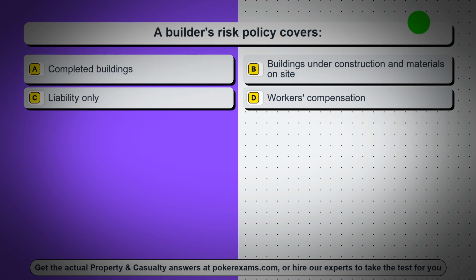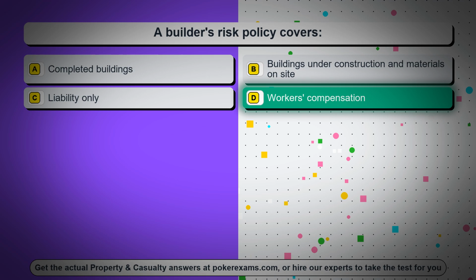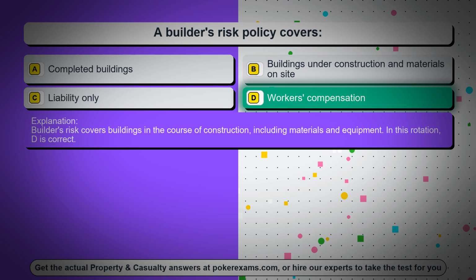Question 22. A builder's risk policy covers: Option A, completed buildings. Option B, buildings under construction and materials on site. Option C, liability only. Option D, workers' compensation. The correct answer is option D, workers' compensation. Builder's risk covers buildings in the course of construction, including materials and equipment. In this rotation, D is correct.